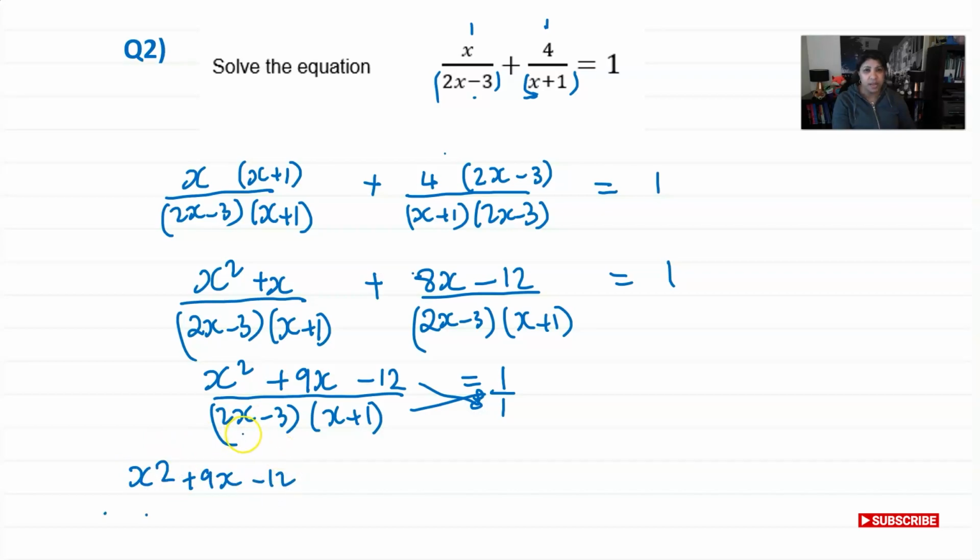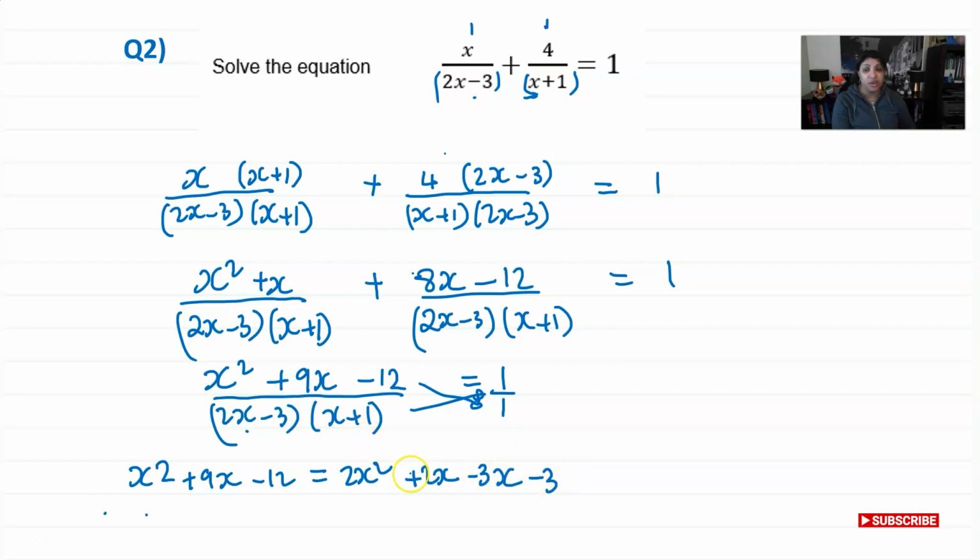So I'm just going to expand the brackets now. 2x times x, so I've got my equal sign here. 2x times x, that is 2x squared, and then 2x times positive 1, so that will give you plus 2x, and then negative 3 times x will give you negative 3x, and then negative 3 times positive 1 will be negative 3.